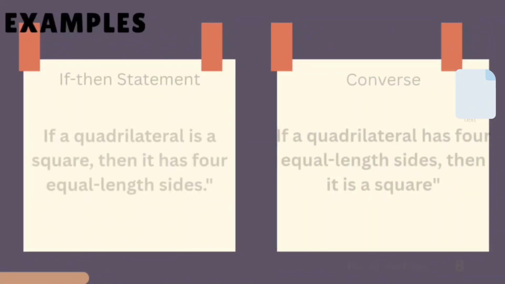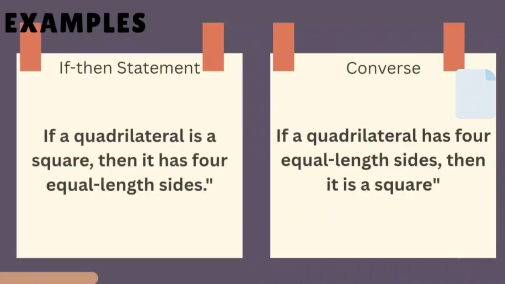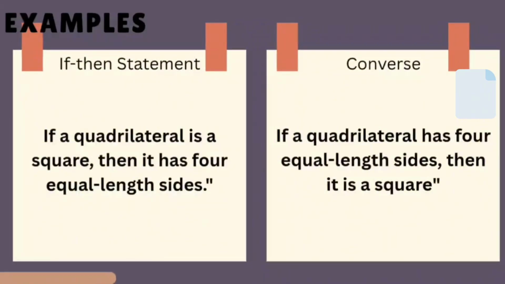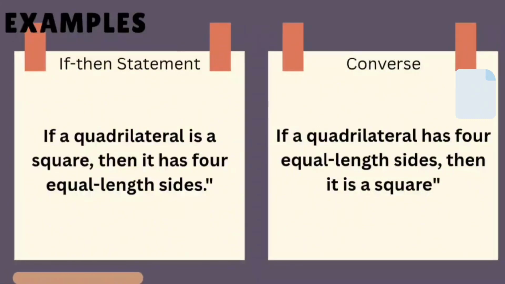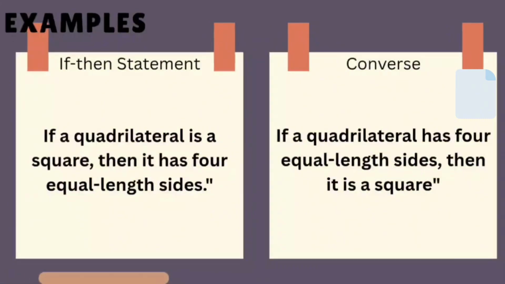The fifth example is, in the if-then statement, if a quadrilateral is a square, then it has 4 equal length sides. In converse, if a quadrilateral has 4 equal length sides, then it is a square. So those are some examples of if-then statement to converse.